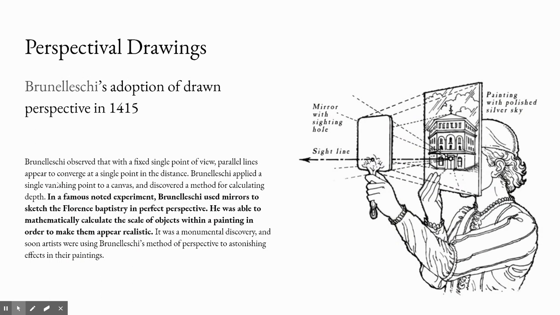To begin, I'm introducing Brunelleschi's adoption of the drawn perspective. In a famous noted experiment, Brunelleschi used mirrors to sketch the Florence Baptistery in perfect perspective. He was able to mathematically calculate the scale of objects with a painting in order to make them appear realistic.